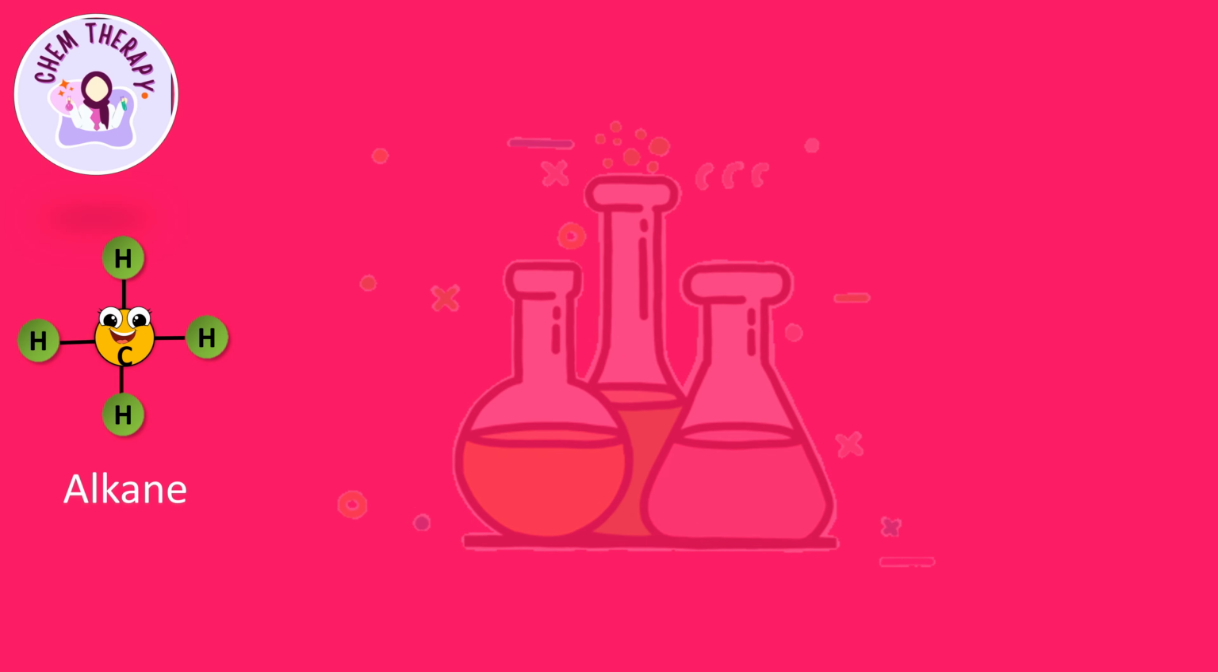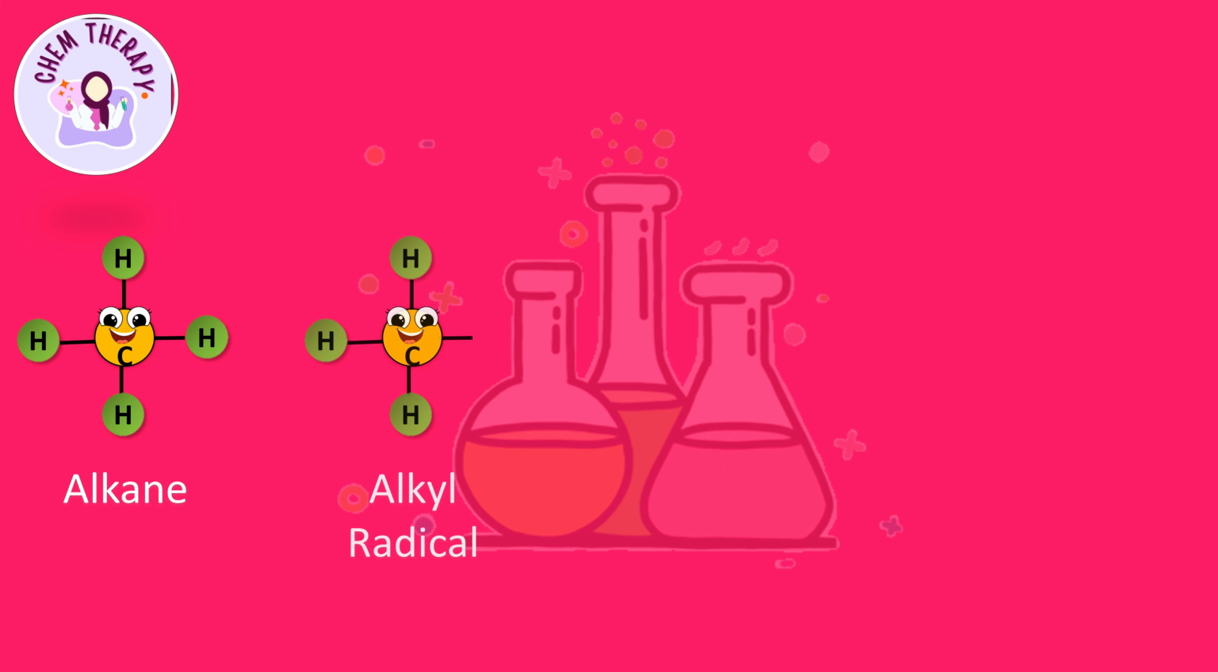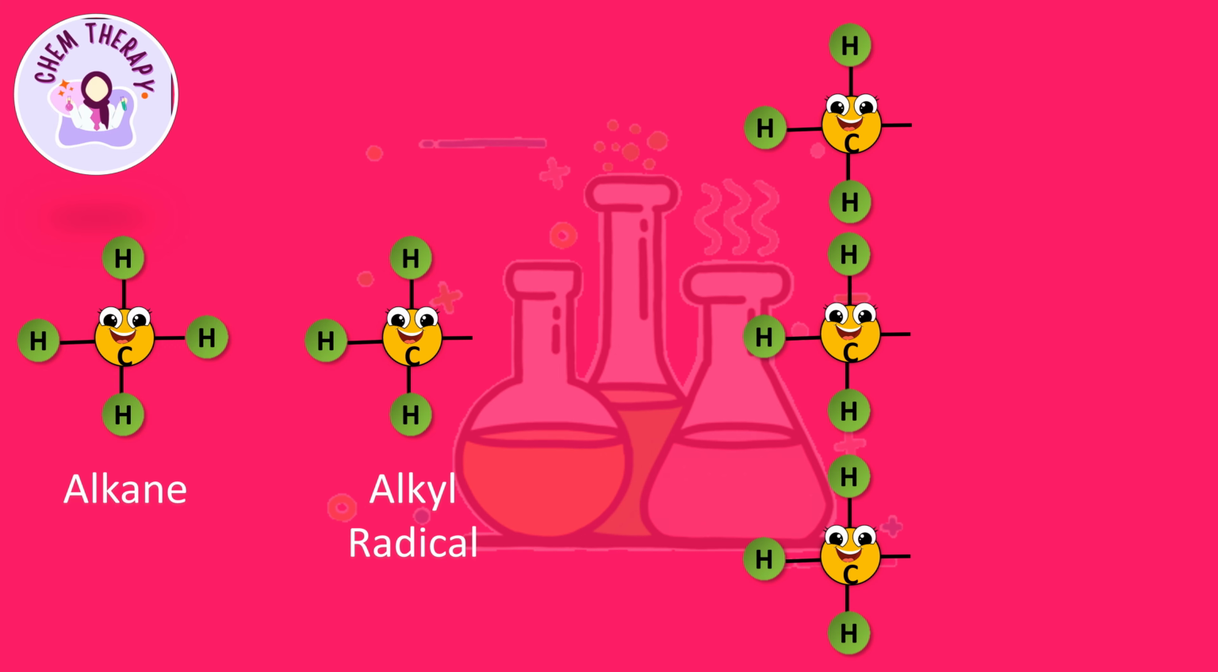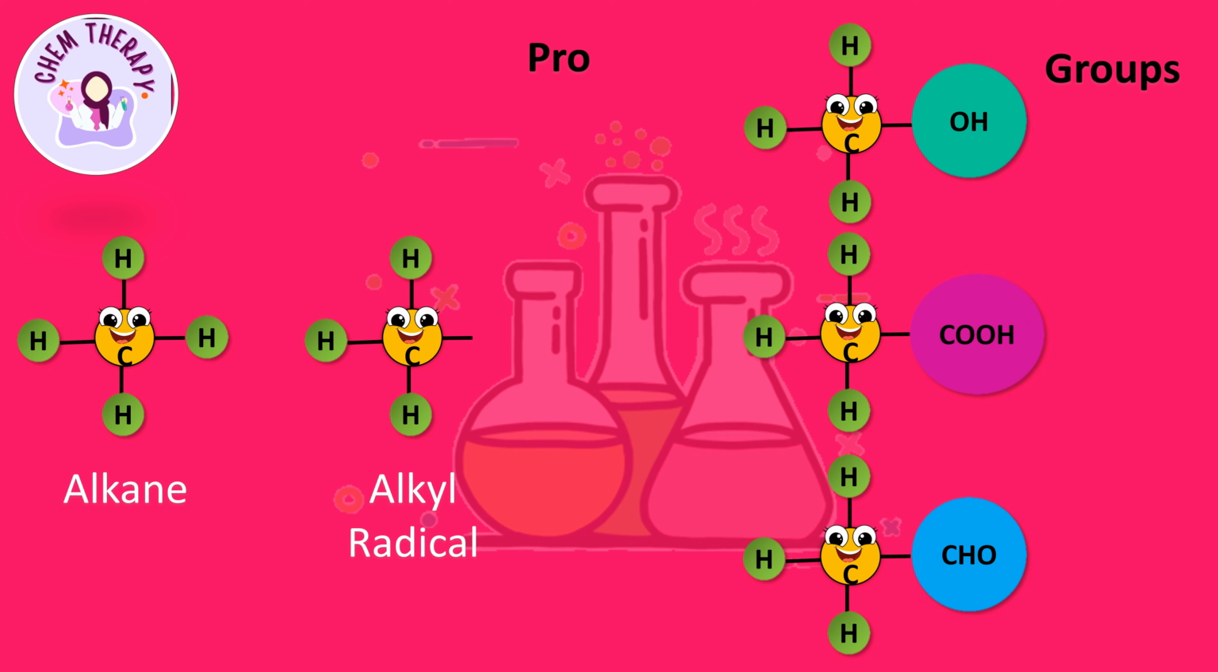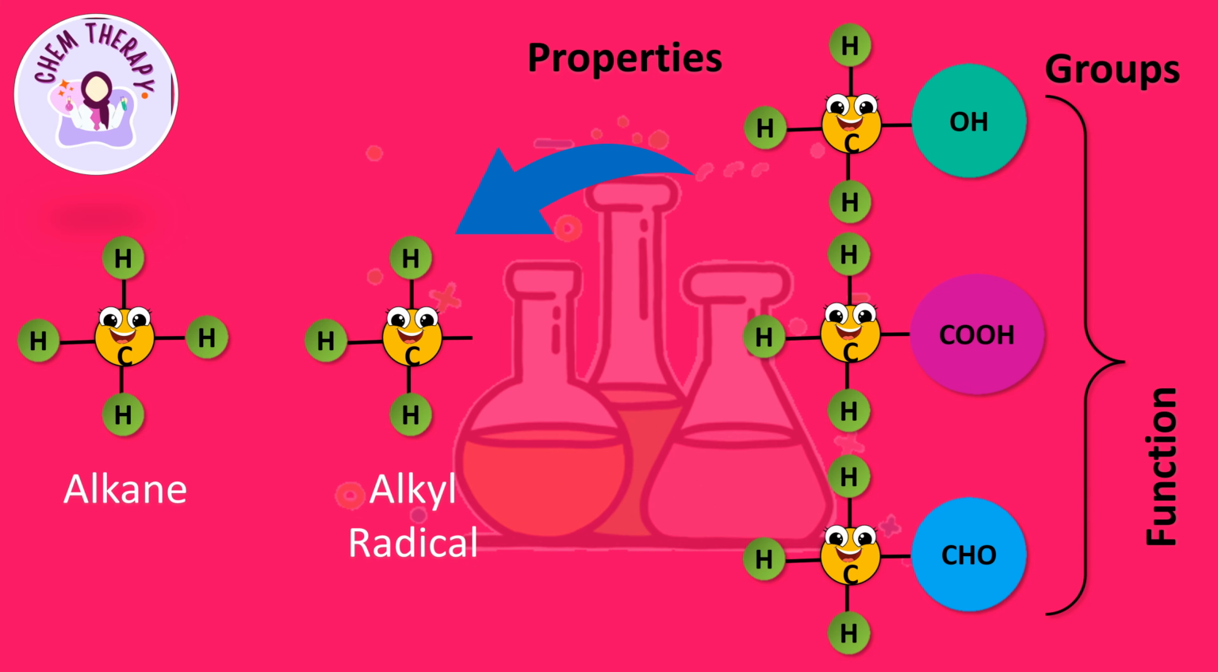Remember that when a hydrogen atom is removed from an alkane, we get an alkyl radical. When, in place of hydrogen, OH, COOH, and CHO groups are attached to the alkyl radical, the presence of these groups alters the properties of the alkyl radical. Hence, these groups are functional groups.